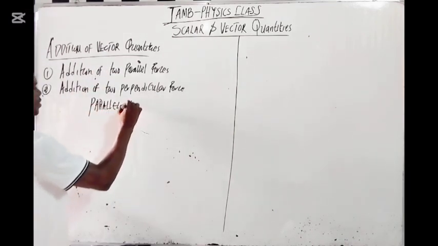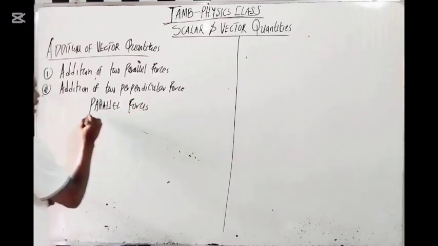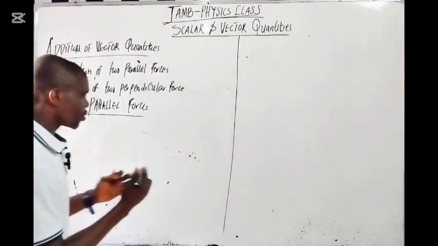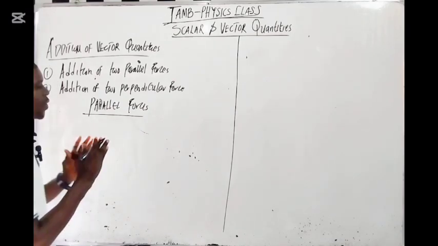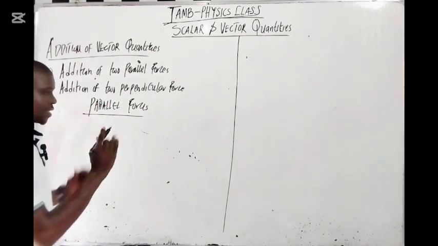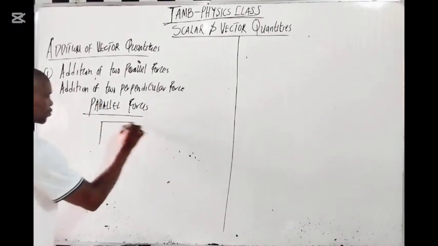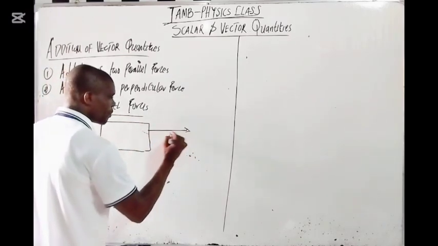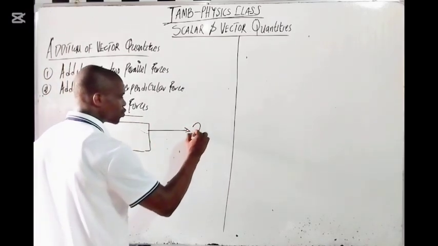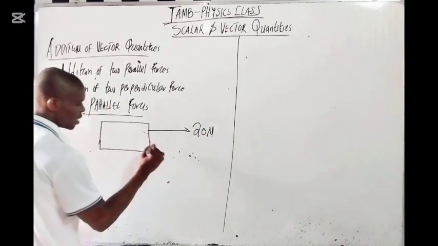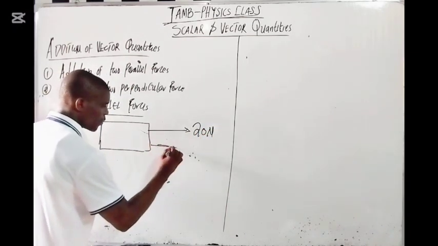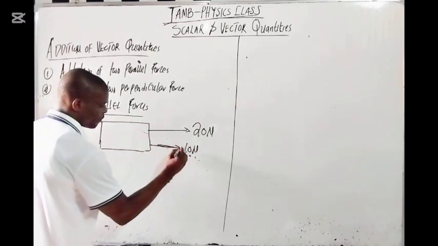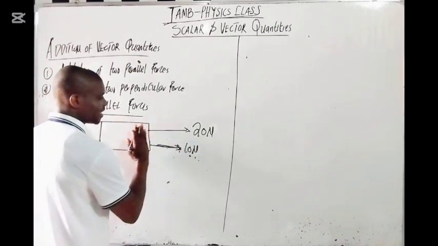Parallel forces. Remember, when we talk about parallel forces, they don't meet. The parallel forces can either be on the same side or on the opposite side. For example, here two forces act on a bus, both moving in the same direction: 20 Newton here and 10 Newton here. They are parallel forces moving in the same direction.